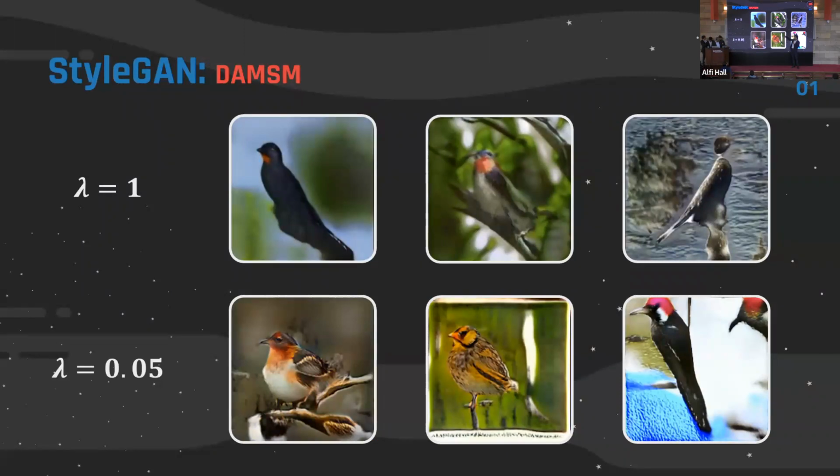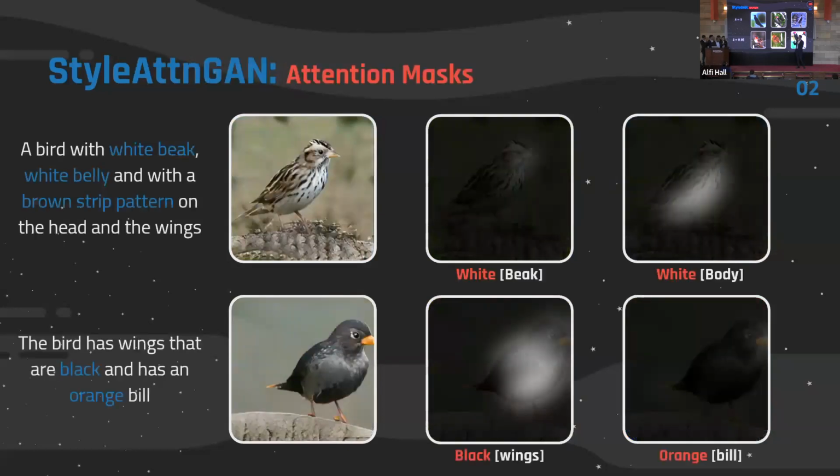First, when we added the whole DAMSM loss with a lambda factor of 1, we can see that the pictures were not that clear and there weren't many details. However, when we decreased it, we can see that it did improve, although some pictures are still not that good. So we moved on to the other idea, that we would integrate style blocks along with the attention mechanism.